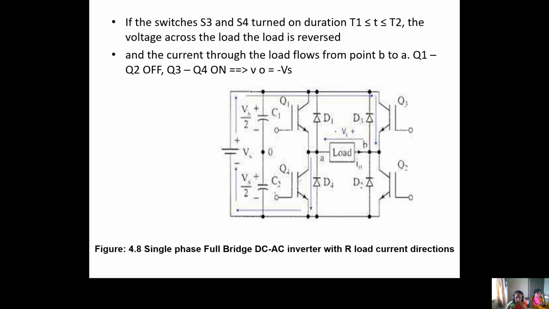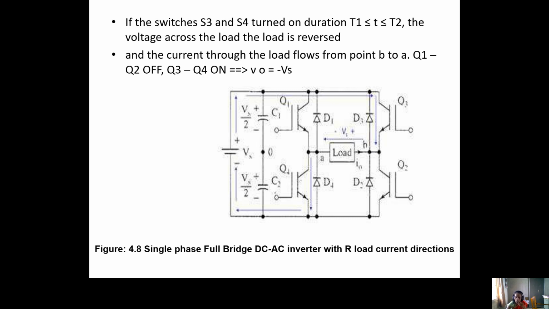So when switches S3 and S4 are turned on, in the duration of t1 less than or equal to t less than or equal to t2, the voltage across the load is reversed, and the current through the load flows from B to A. So Q1 and Q2 will be turned off, and Q3 and Q4 will be on. So here V0 equals minus Vs.